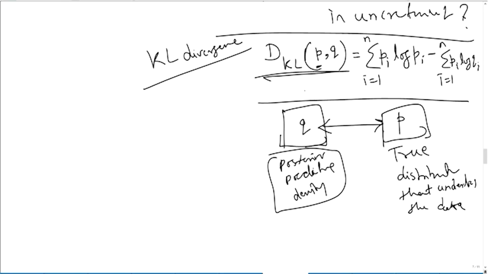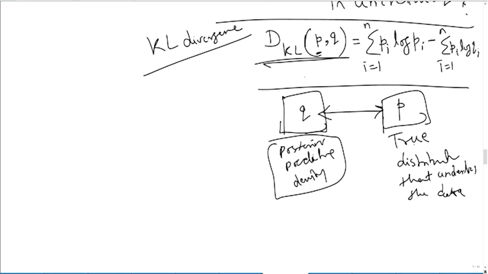But there is a problem here. Okay, and what is the problem? That we really do not have access to P. We do not know what the true distribution P is. If we knew what the true distribution P is, then there would be no problem at all. Then we could directly use the KL divergence to get a measure of predictive accuracy. Okay, but we cannot do this because we do not know what P is.